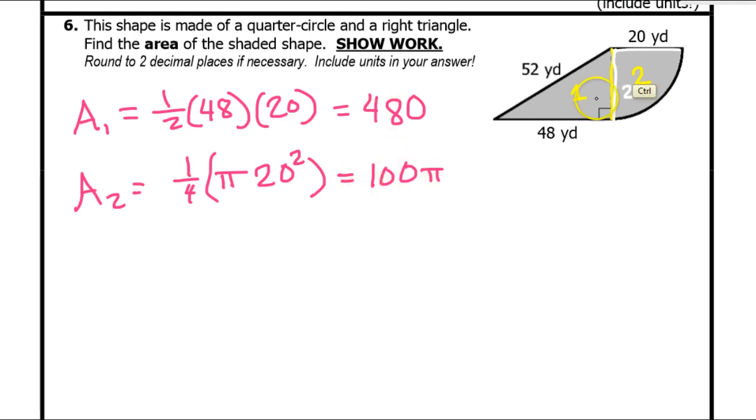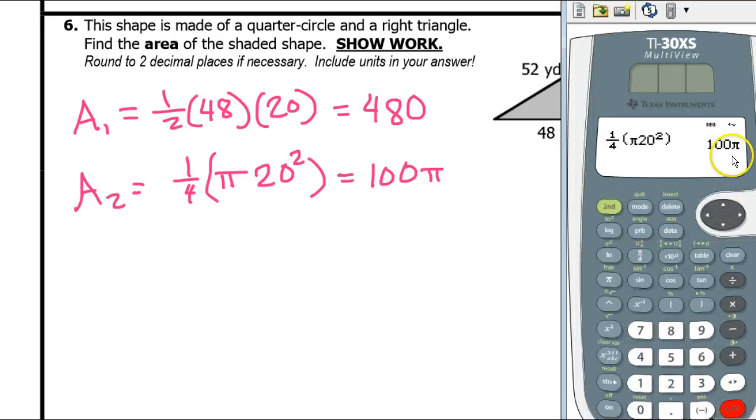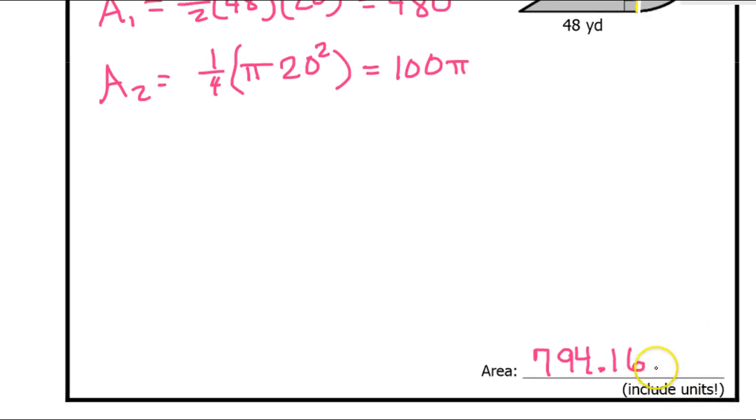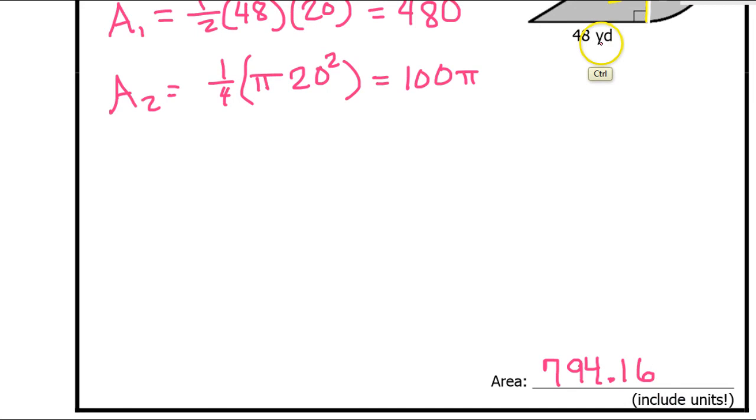So if I add these up, that should be the area of the whole shape. I've already got 100 pi in there, so I'm just going to put plus 480. 794.16. Got to round up. 794.16. Okay, and the units. The lengths were given in yards, but this is an area, so we're going to write yards squared, square yards.